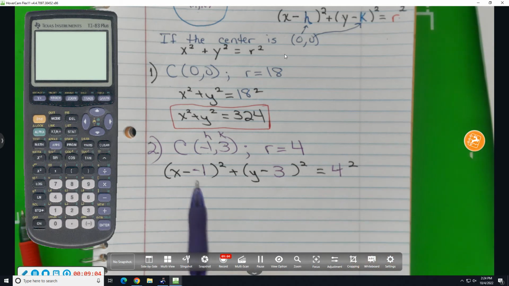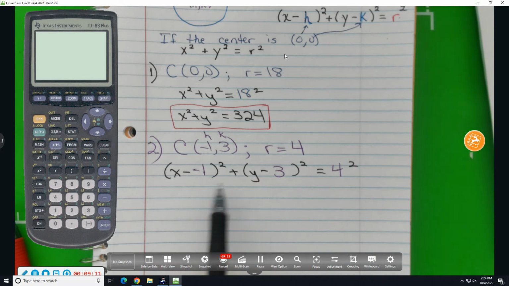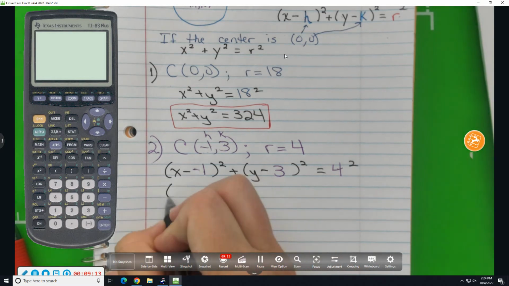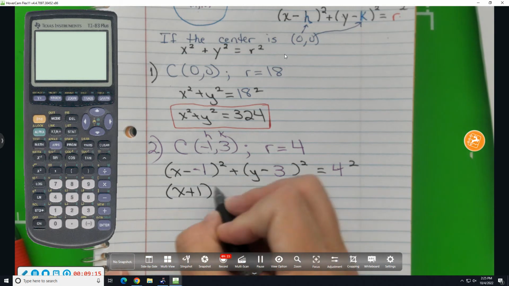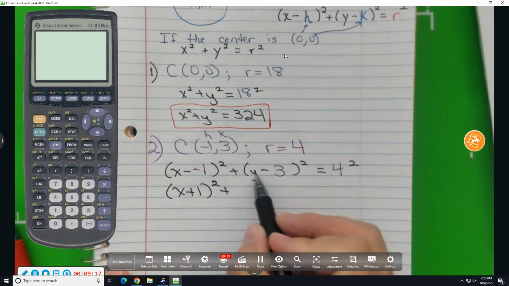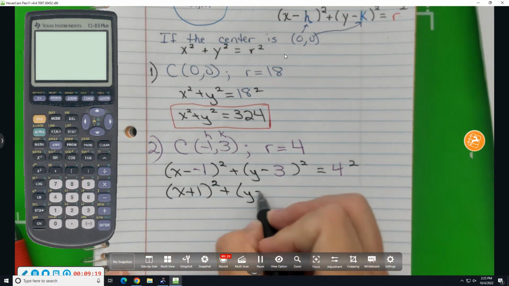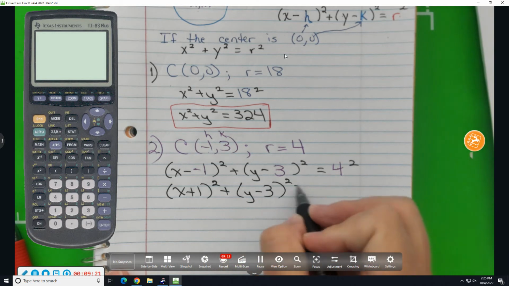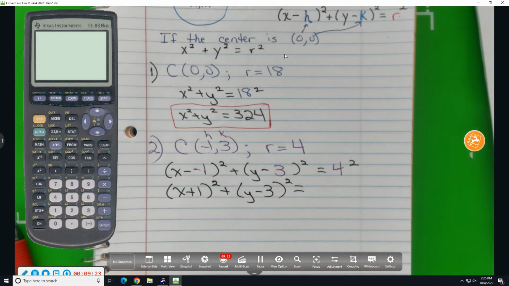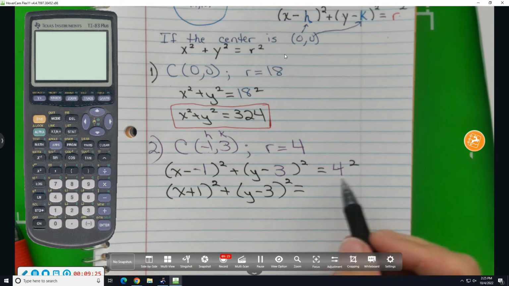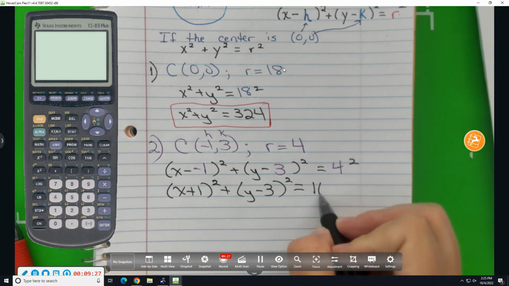Now, what were you saying about the x minus a -1? Because it's minus and negative, it changes to plus. Okay. And it turns to a positive, so it's x plus 1. And the y minus 3, we'll just leave it as y minus 3 quantity squared. What will we have on the right side? 16. 4 squared, I agree with 16.